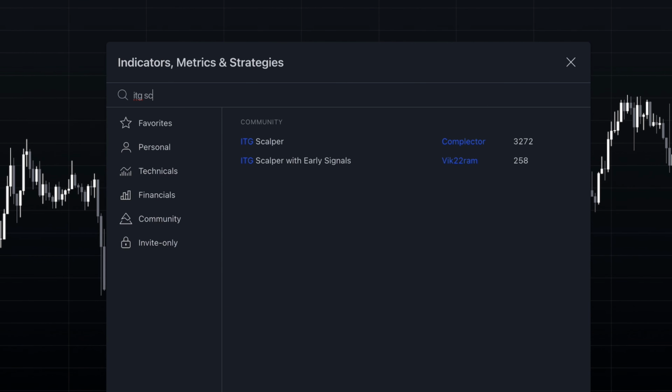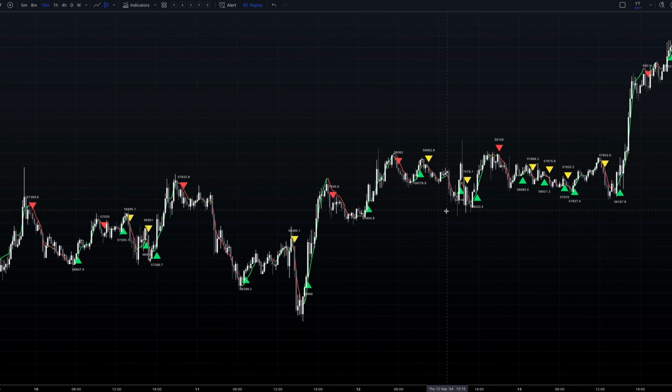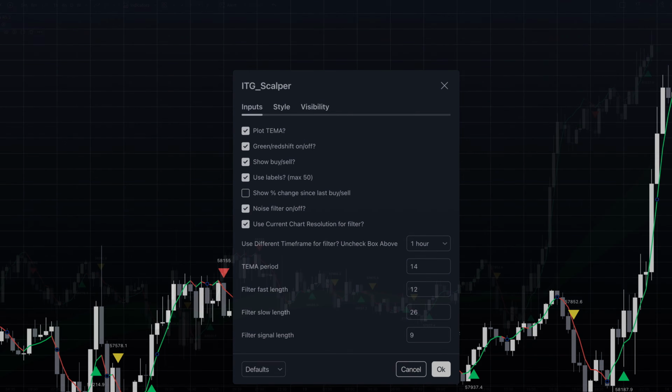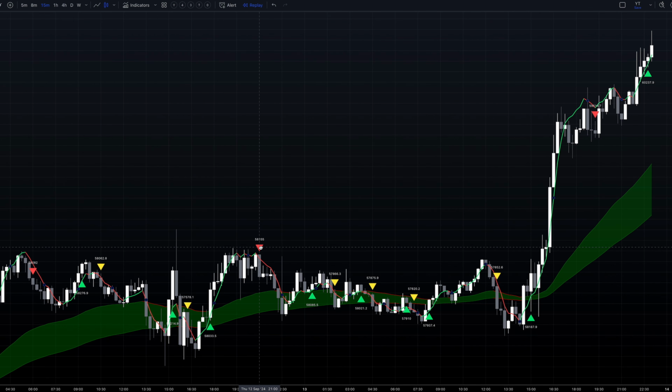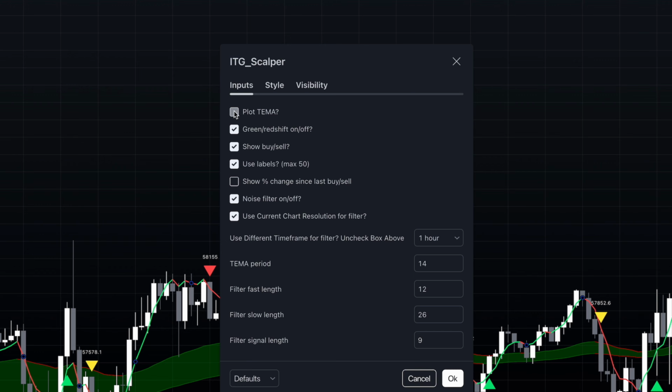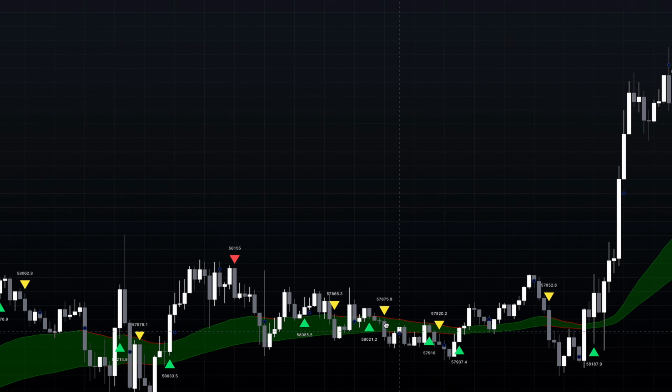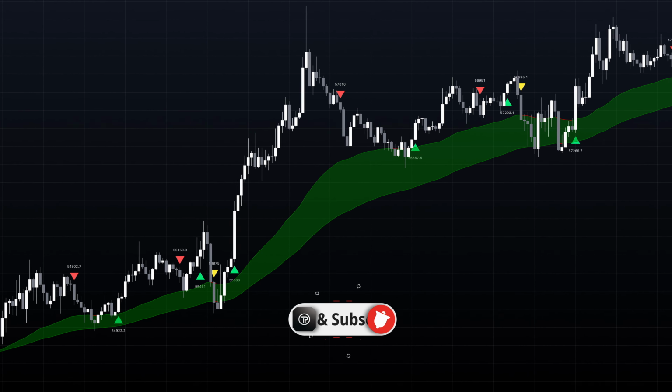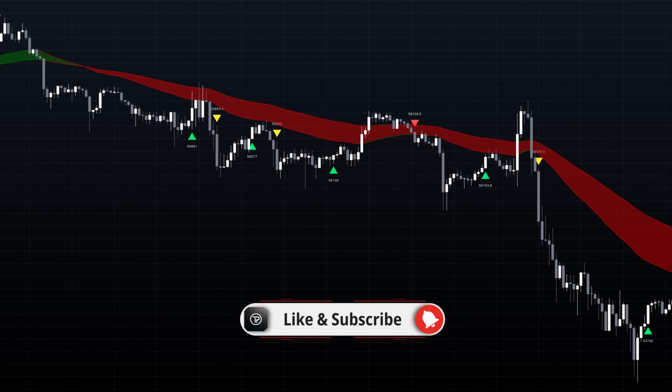For our entries, we'll use the ITG Scalper. Let's add it to our chart. It's based on a triple moving average, or TIMA. Since we're using our ribbon for trend identification, we'll disable this feature as it can give you many false signals if used on its own. We'll cover the settings in the next section. For now, let's move on to our third indicator.